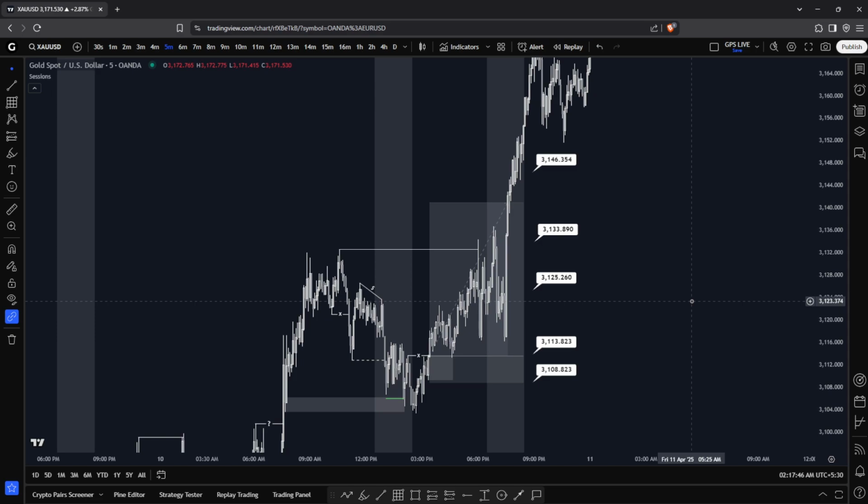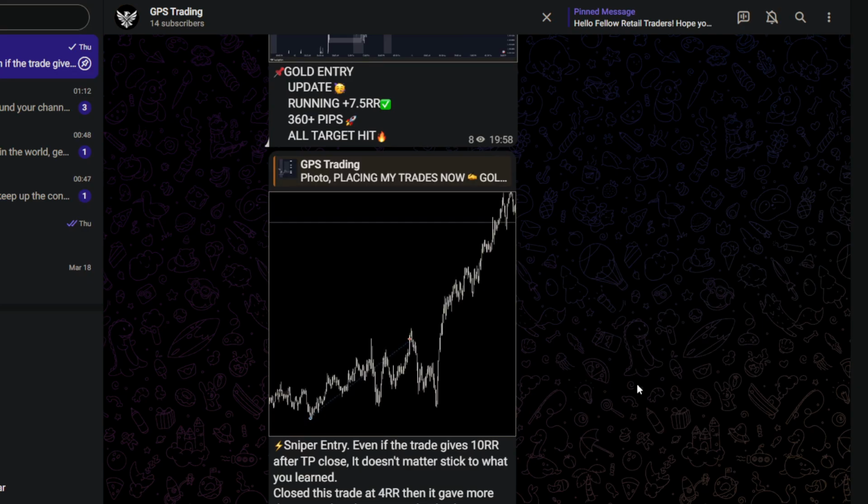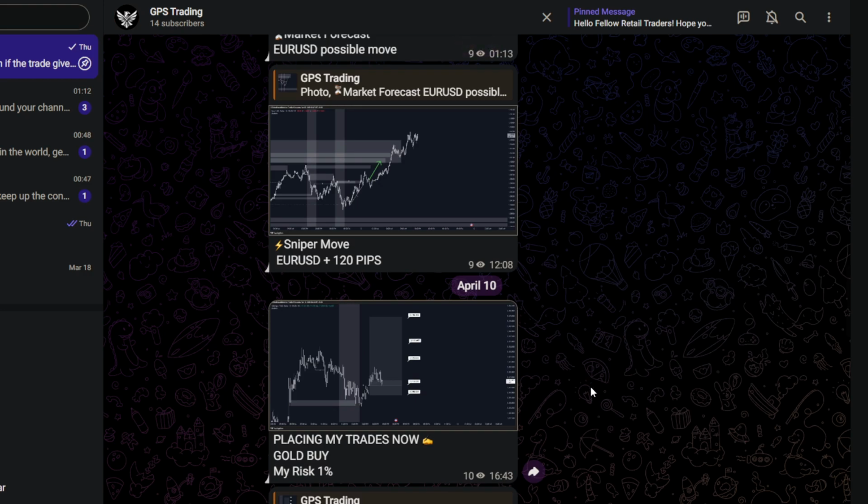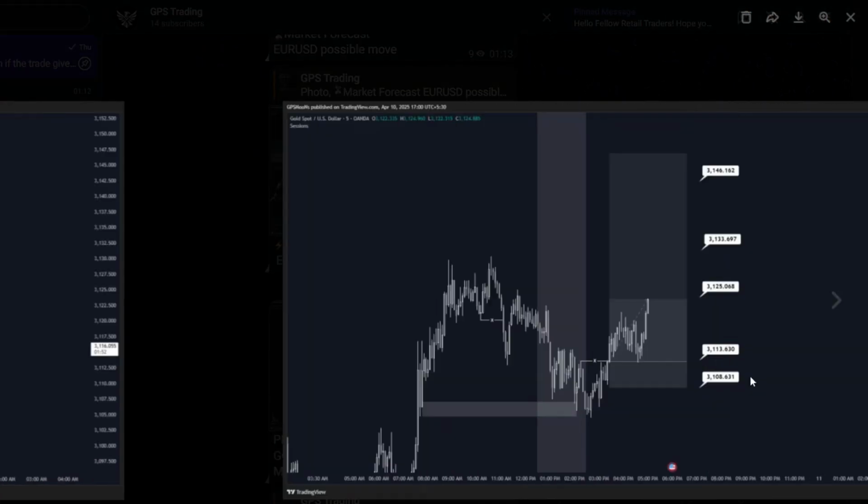So guys, I hope this was helpful. This is the way I approach the markets. You cannot just look at one single perspective. You should look at the market in different perspectives. Only then you should come to a conclusion, and only then you should place any single trade. Alright, so this is the gold trade that we were looking at.